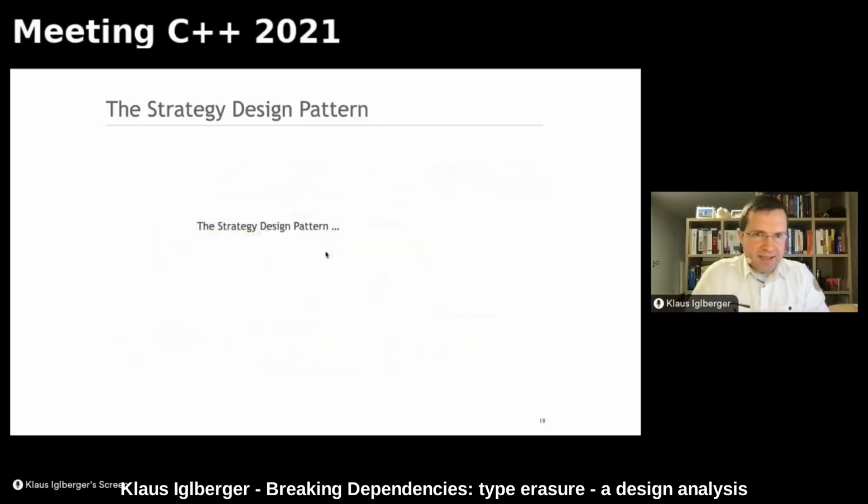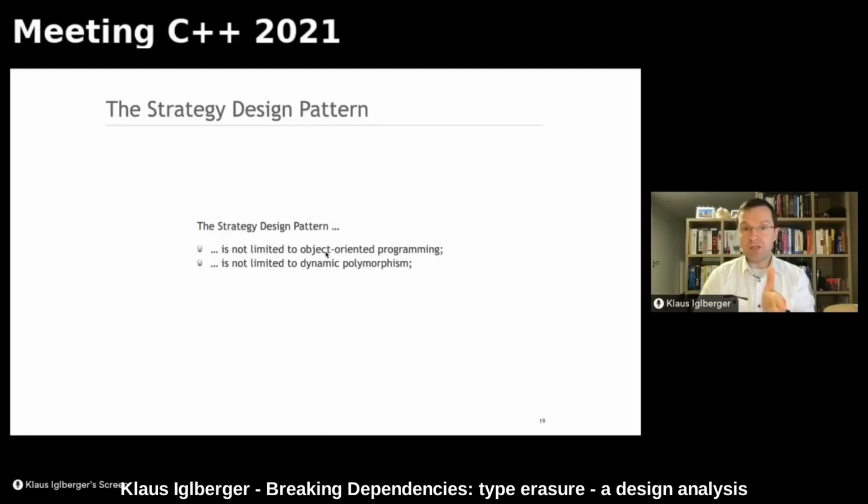Now, just as a side note, because you might now have this idea that it's always about inheritance, etc. No. The strategy design pattern is not limited to object-oriented programming. Definitely not. And it's also not limited to dynamic polymorphism. And last but not least, it's also not a language-specific idiom.